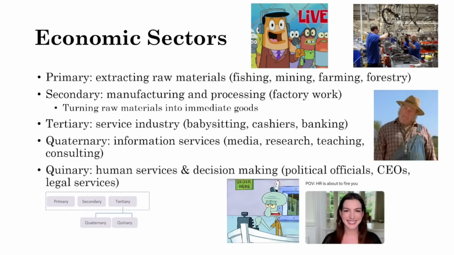But the quinary industry, one step further, is human services and decision making. I am using my brain to make decisions based on the information that I already have. So things like political officials, like our president of the United States, is in the quinary sector. CEOs of companies, legal services, HR, we all love HR. They are all part of the quinary sector as well. So these are our five economic sectors. I would think that the distinguishing characteristics are pretty visible to y'all. But we're going to talk about these a little bit more and see how they apply to the real world and economies over time.